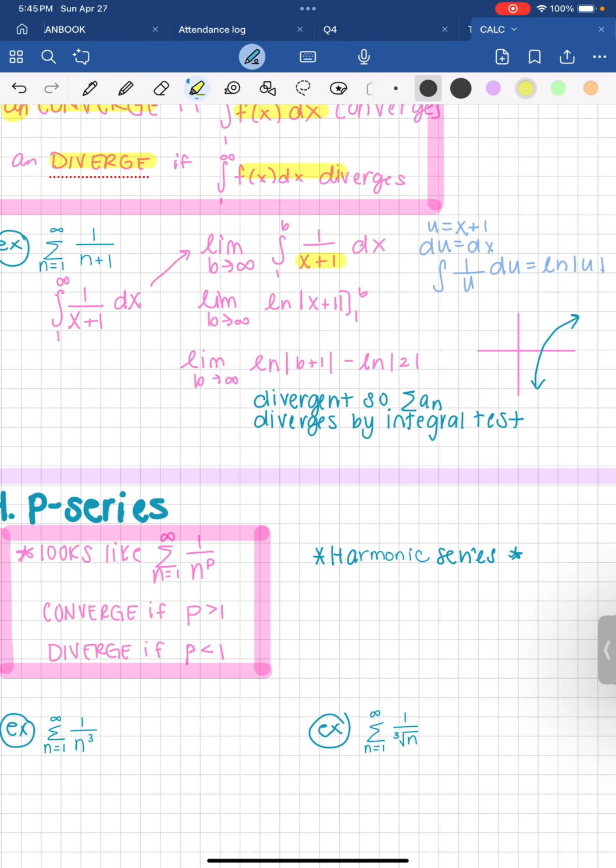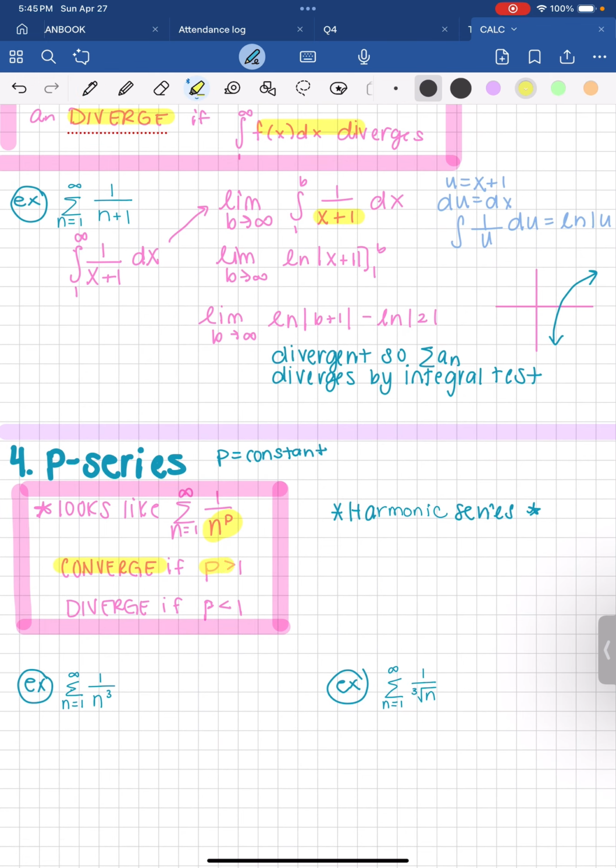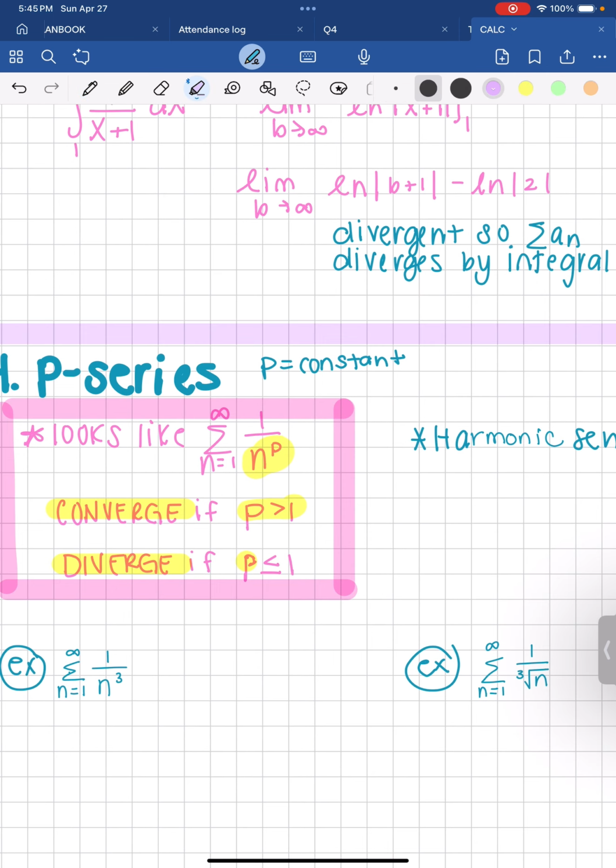So you're going to use it when the series looks like this, 1 over n to the p. Now here is something important. P is a constant. So we are going to converge if p is greater than 1, diverge if p is less than or equal to 1. All right, so what do we got here? Look at this first example. You can see here that p is equal to 3. So I'm going to say p is equal to 3. P is greater than 1, so we converge by the P series test.